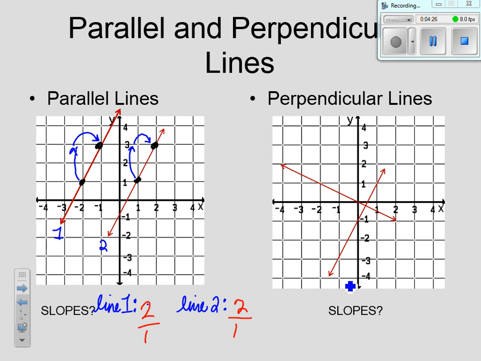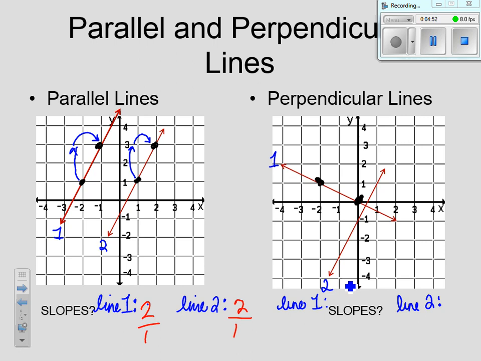All right, now let's look at perpendicular lines. When I look at this one, I again figure out my line 1 and my line 2 and the slopes of each one of those. First of all, I'm going to do line 1, and pick 2 nice coordinates. I got a nice coordinate there and I got a nice coordinate there. And I'm going to look and see how much the graph changes.